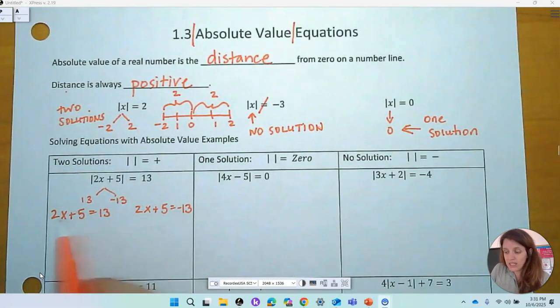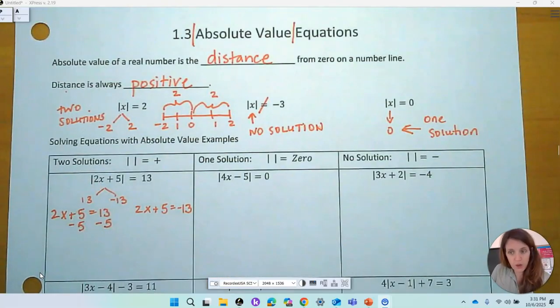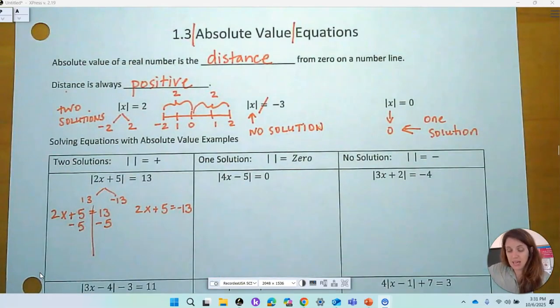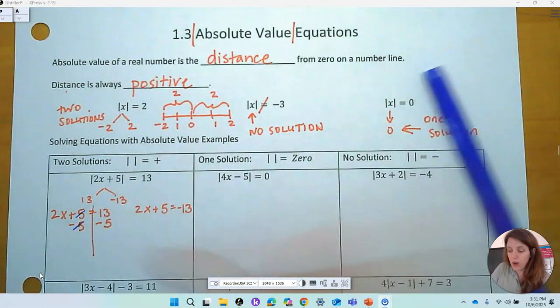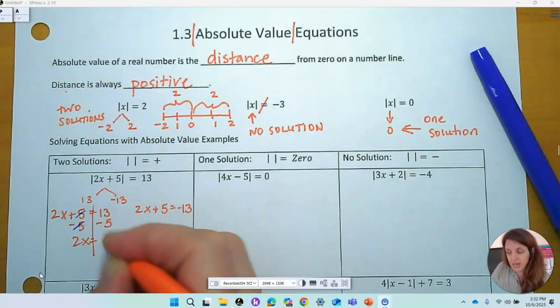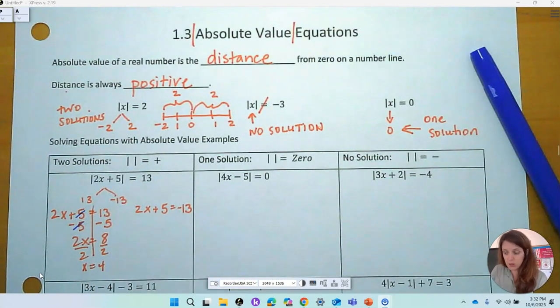So when I look at this equation, I need to do the same solving for both equations, right? Just like we have with two-step equations. We're going to subtract 5. That's going to have us cancel our 5's. And then we're going to end up with 2x equals 13 minus 5 gives me 8. And then I'm going to divide by 2. So I get x equals 4. That is one of my solutions.